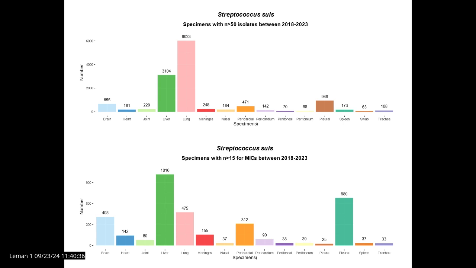You'll notice that for lung, we have almost 6,000 isolates, but we're only running 475 MIC values on that. That has to do with the fact that you can find Strep suis in the lung at low levels in a healthy pig just because it's a commensal and it can potentially end up down the airway. So we tend not to run susceptibility on the lung unless that's all we get. And so that's why you'll notice that that's different.